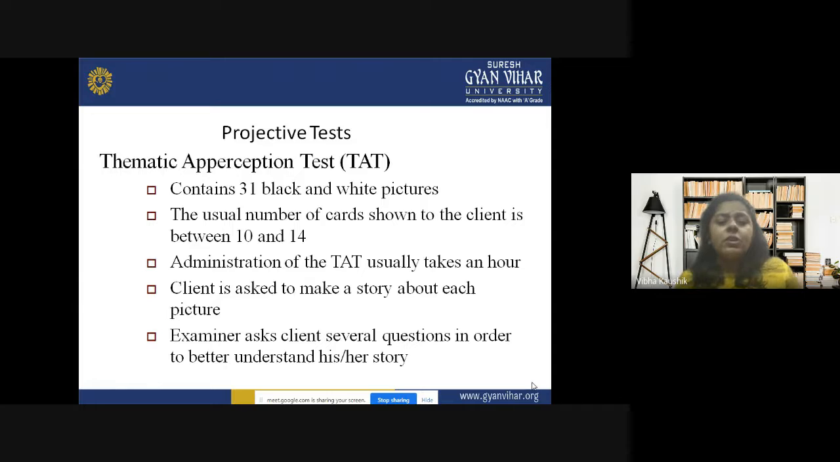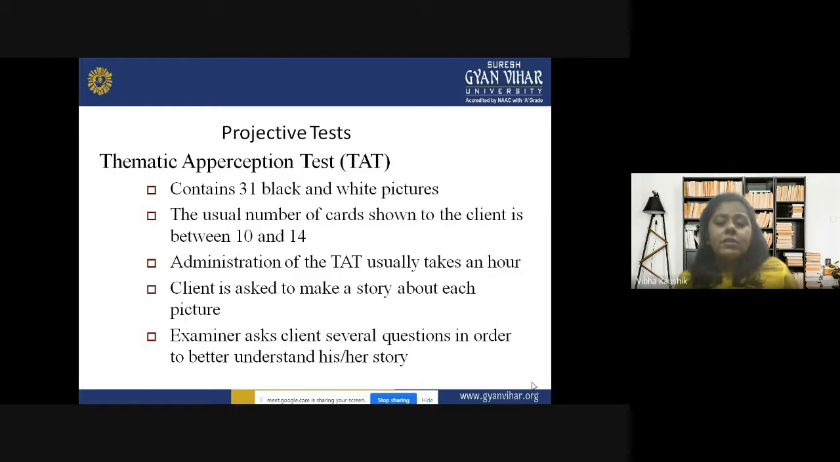Administration of the test usually takes an hour, means to administer the TAT, the Thematic Apperception Test, it usually takes an hour. The client is asked to make a story about each picture. As one card is presented to a client, the client has to prepare a story after seeing that particular card.